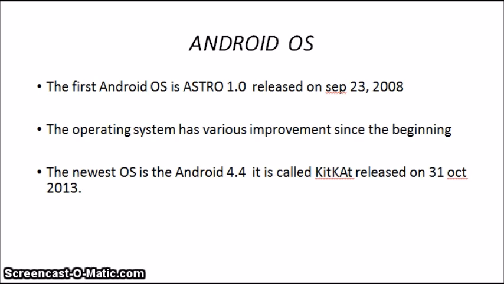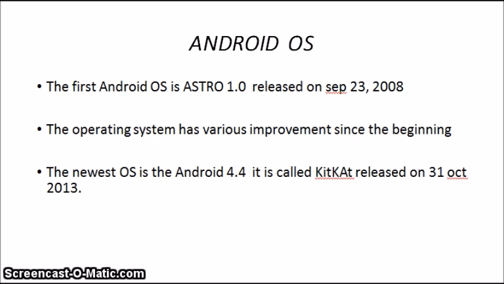Android has Cupcake, which was released after Astro 1.0, Android Donut 1.6, Android Eclair 2.0, Android Froyo 2.2, Android Gingerbread 2.3, Android Honeycomb 3.0, and Android Ice Cream Sandwich, which is 4.0, which has a new typeface family for the UI and the ability to shut down applications that are using data in the background. Then Android Jelly Bean, which is 4.1, released on June 27, 2012, has a smoother user interface.